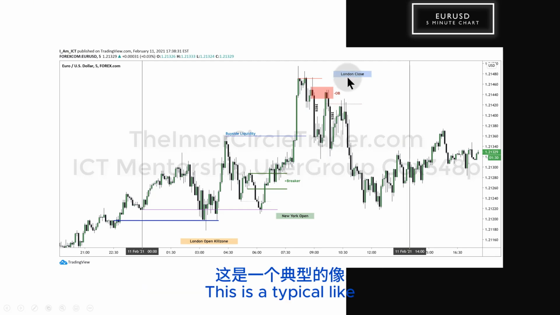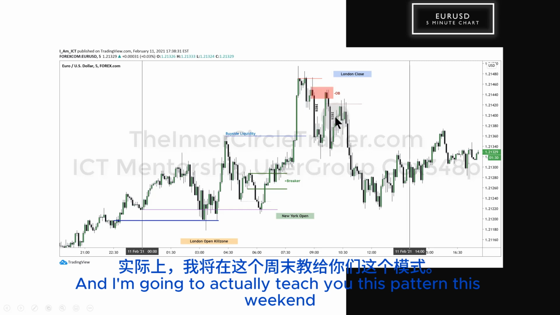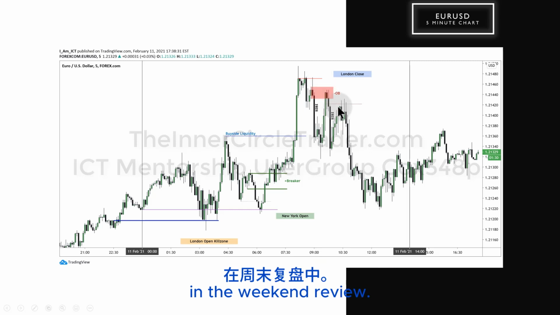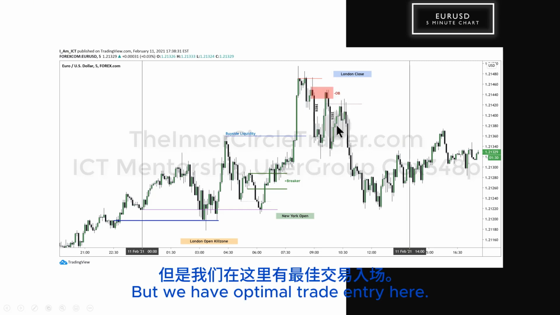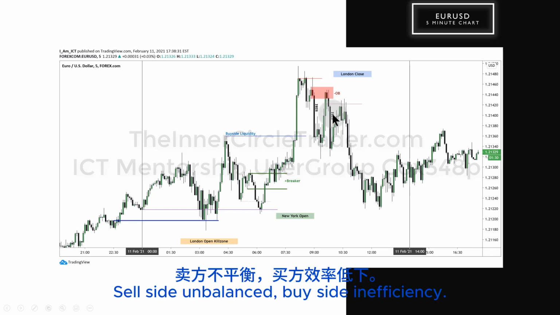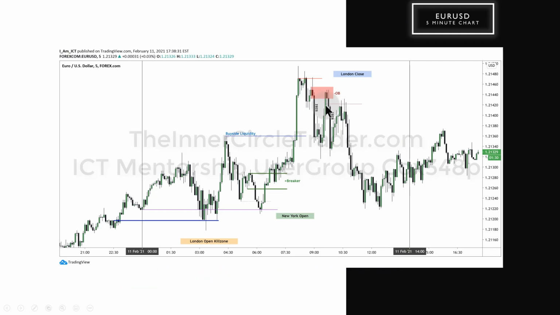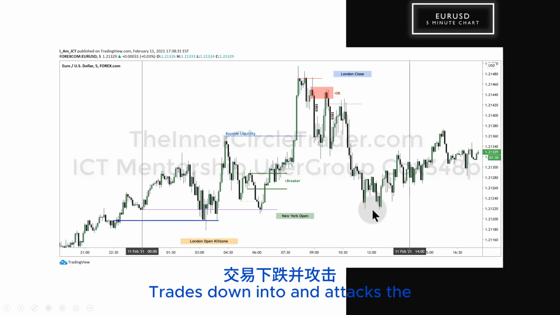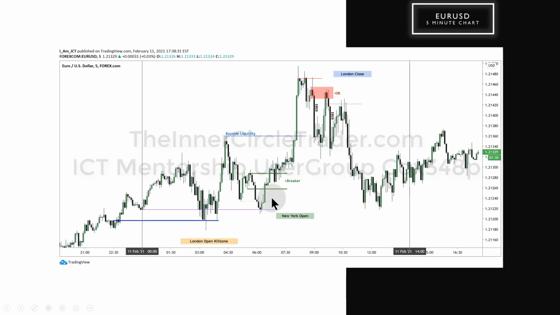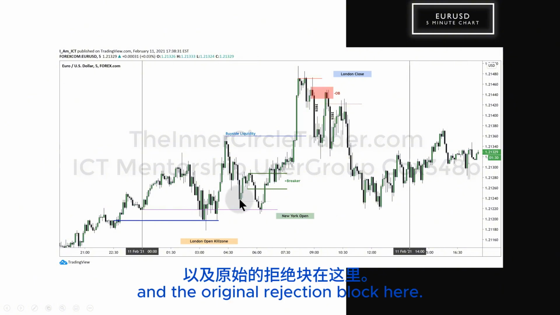This is a typical intra-week reversal pattern, and I'm going to actually teach you this pattern this weekend in the weekend review. But we have optimal trade entry here, sell side imbalance, buy side inefficiency, mean threshold, the last up close candle, bearish order block there, trades down into and attacks the imbalance here and the original rejection block here.